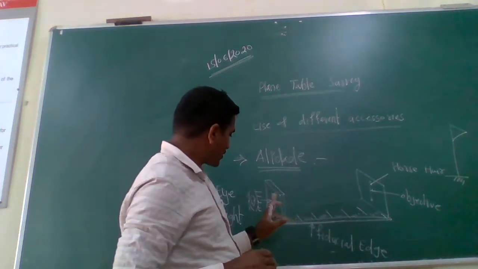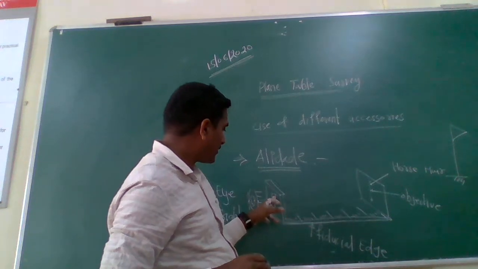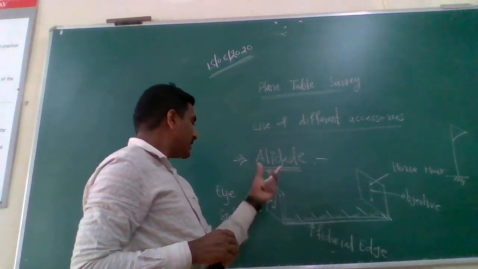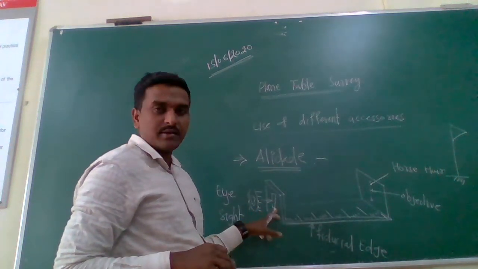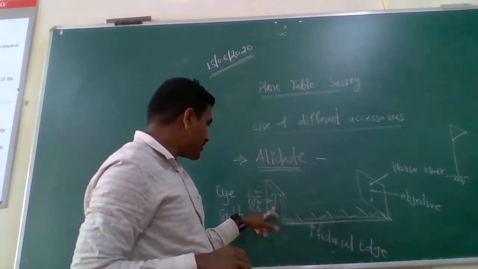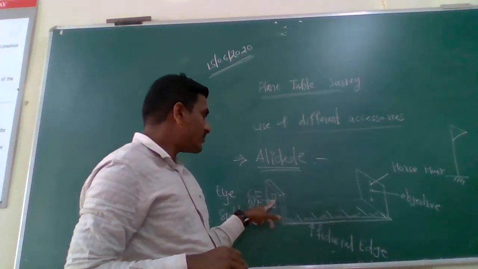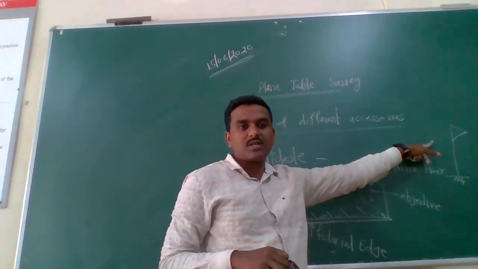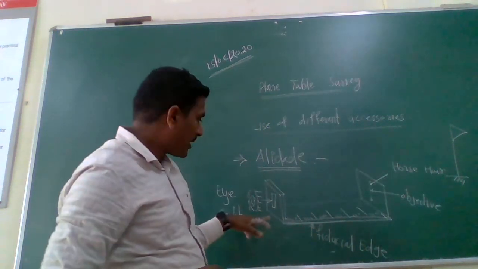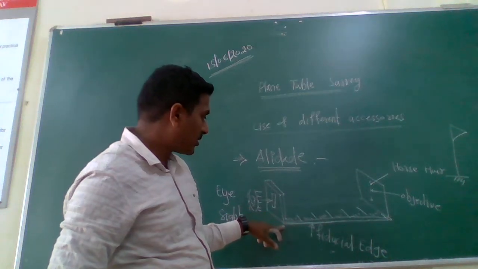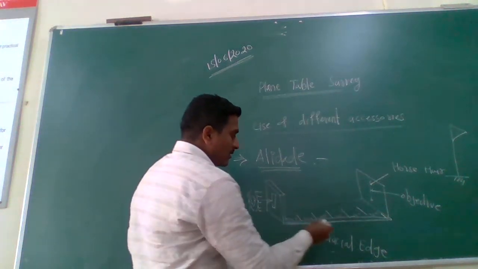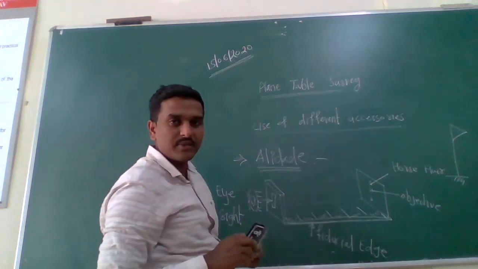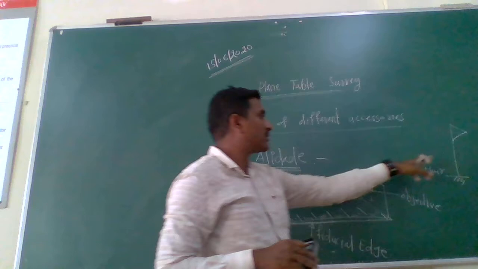Okay, so all of you understood the use of the alidade. So alidade is this instrument or accessory which is used for observing and bisection of the target station or flag station. Okay, by observing that station, observer has to plot or mark a line which will join to this point.